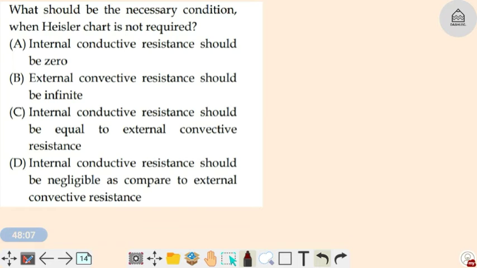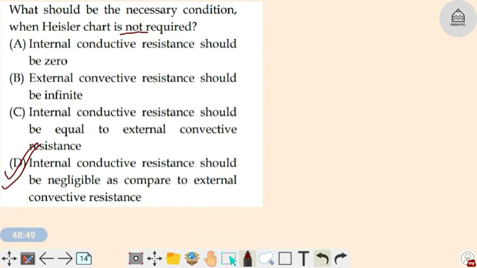Okay, this is an objective question. What should be the necessary condition when Heisler chart is not required? Internal conductive resistance should be 0. External convective resistance should be infinite. Internal conductive resistance should be equal to external convective resistance. Internal conductive resistance should be negligible as compared to external convective resistance. Okay, this one is the answer.